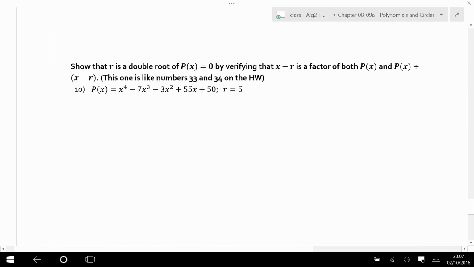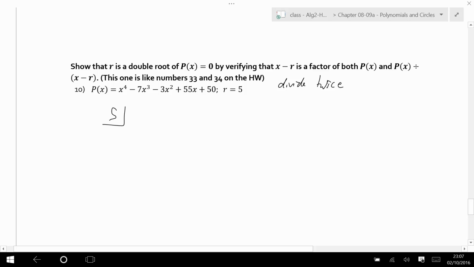Number 10 says that show that r is a double root. I'm actually not going to read the rest of the directions. You can, it says by verifying that x minus r is a factor of both p of x and p of x divided by x minus r. It's just basically saying divide twice. Kind of like we did up above. This one's like numbers 33 and 34 in the homework.